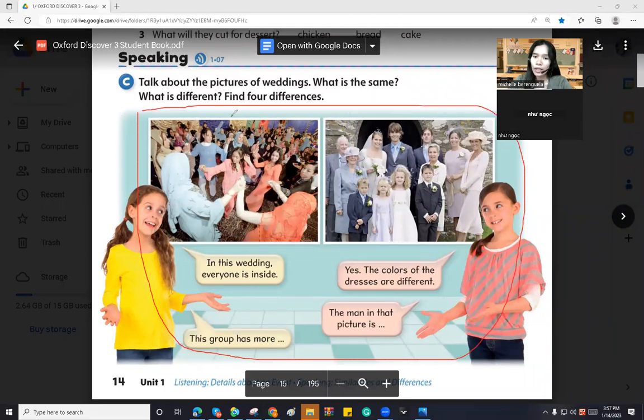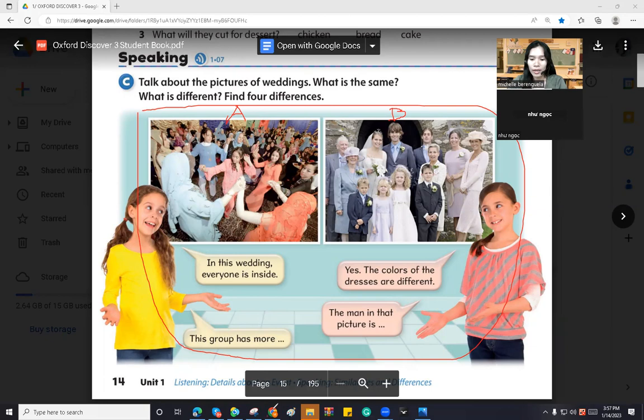And what are they doing here? Picture A and picture B. What are they doing? Picture B. Oh, wedding is picture B. How about picture A? Isn't it a wedding? It's a dance, yeah. They're dancing, but this is also a wedding, okay? Yeah, wedding, but they are dancing.